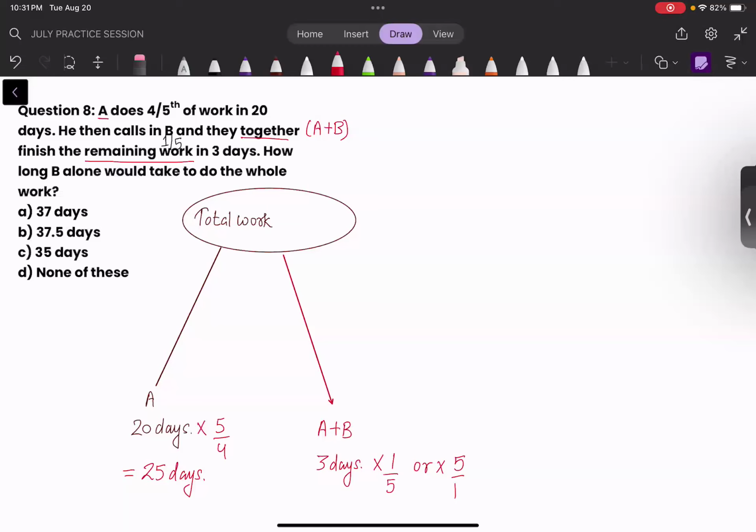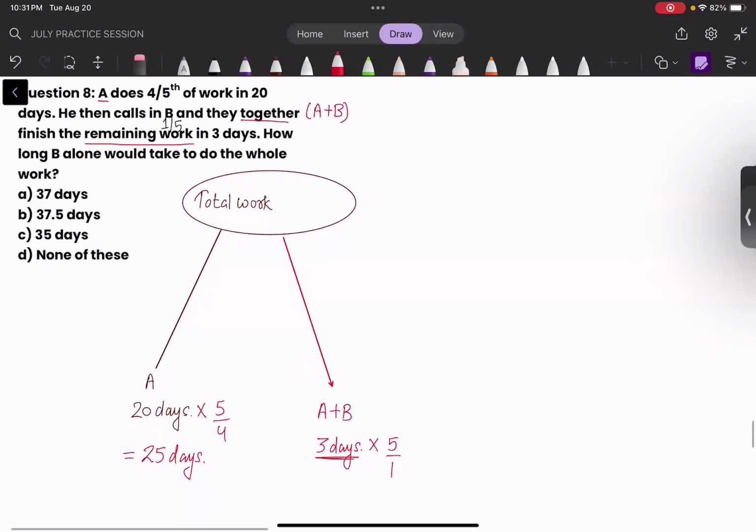I want to get more value, more than 3 days. So multiply by 5 by 1. Okay. So multiply by 5 by 1. Because this 3 days is the value for 1/5. So multiply by opposite of 1/5 to get the total time. Okay. Now tell me, what is the total work you will take? I want to calculate for B alone. But first tell me what total work you will take.